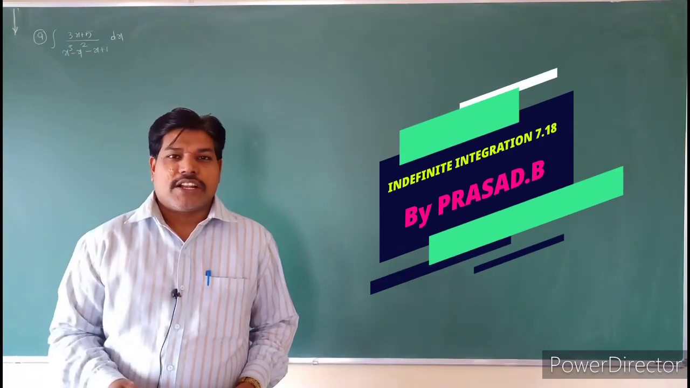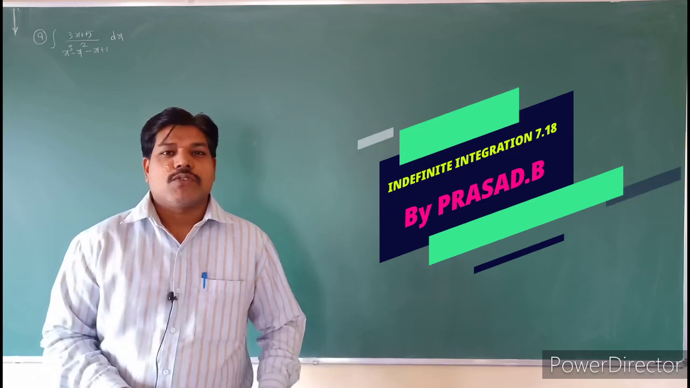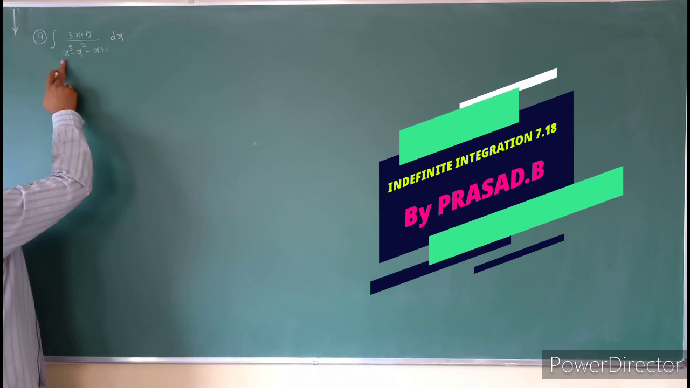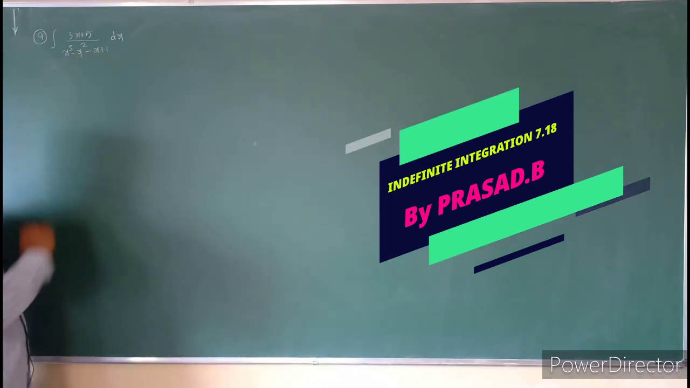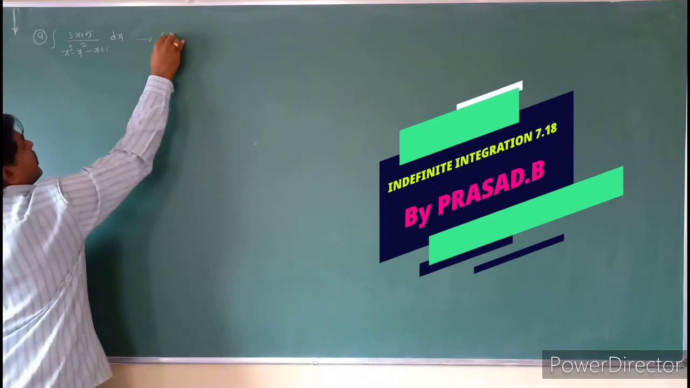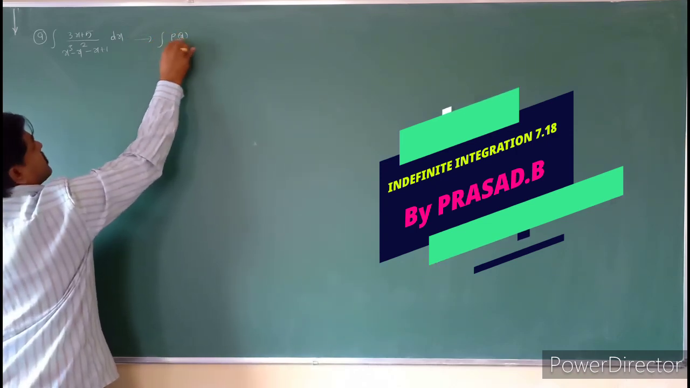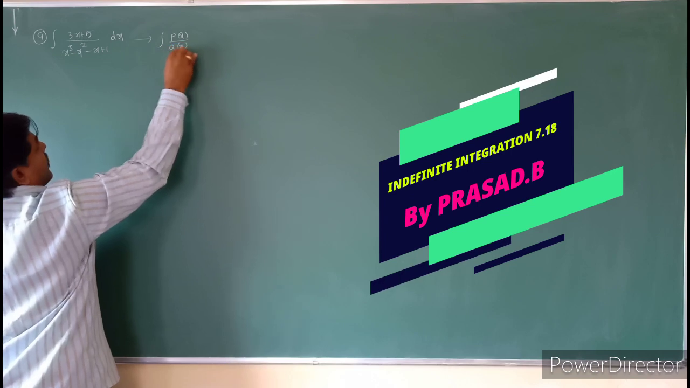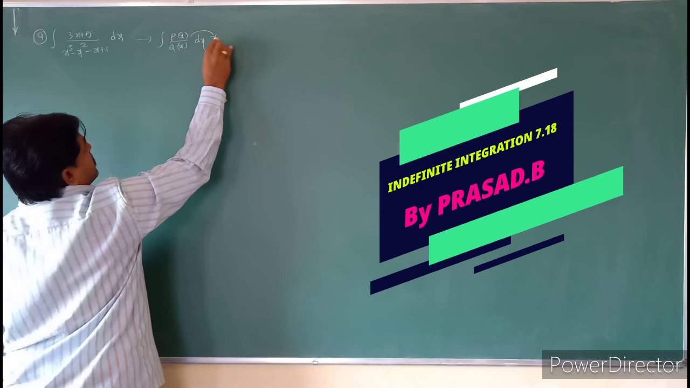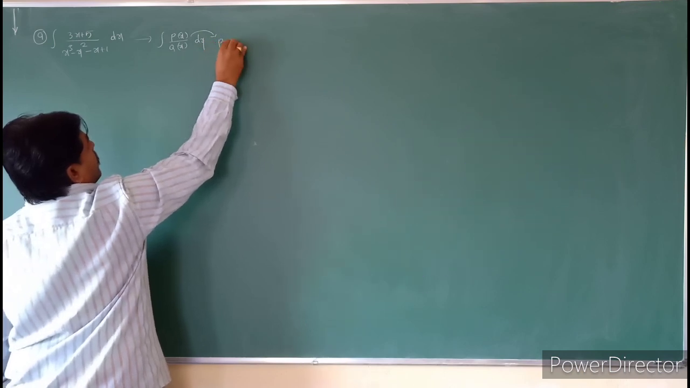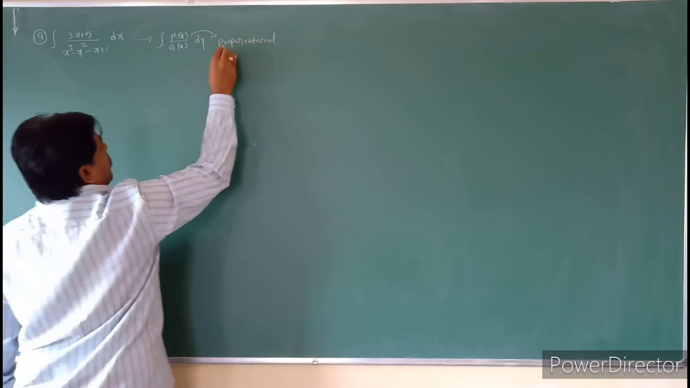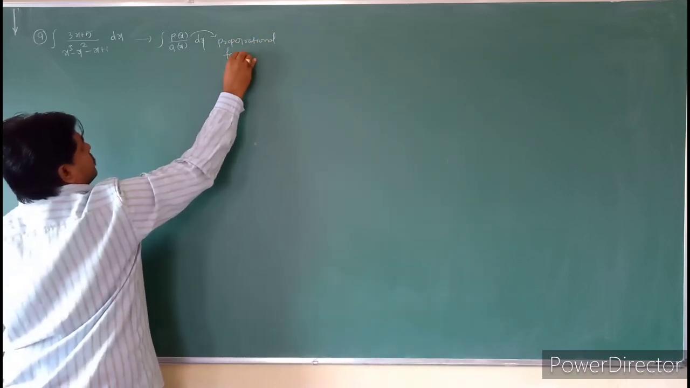See students, see the next question, question number 9. The question is the integral of (3x + 5) / (x cube minus x square minus x plus 1) dx. First you have to identify that it is in the form of integral of p(x) by q(x) dx, where p(x) by q(x) is a proper rational function.